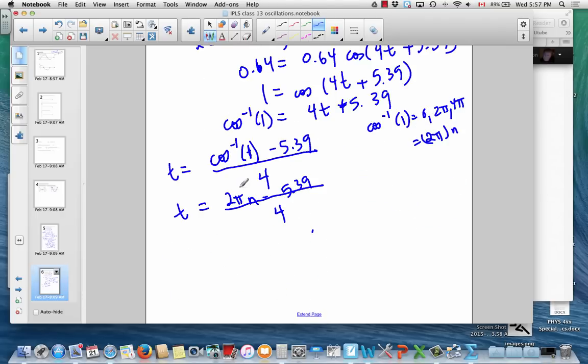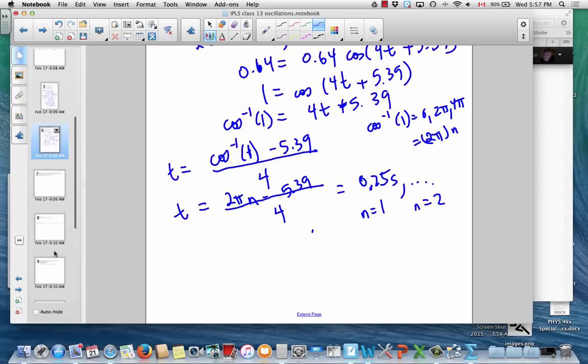Now putting in n equals 0 gives you a negative answer, which doesn't make any sense. So we put in n equals 1, that's the first one that works, so we get 2 pi minus 5.39, that's 0.9, divided by 4, that's about 0.25 seconds. So that'll be the first one. That's for the n equals 1 solution, but then of course there'll be others, n equals 2, and so on and so on. Now I said this was intense mathematics, and indeed it is. It's not a whole lot of fun, but it really is just an application of solving trig equations.